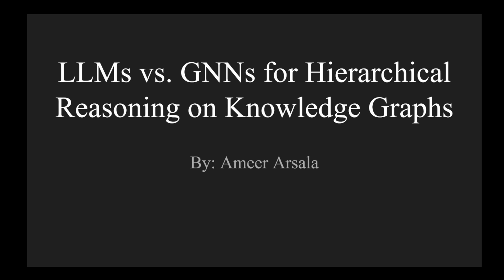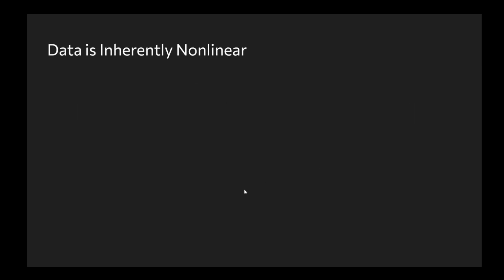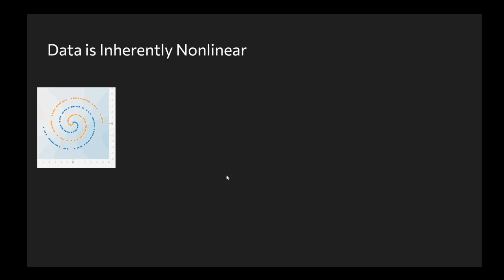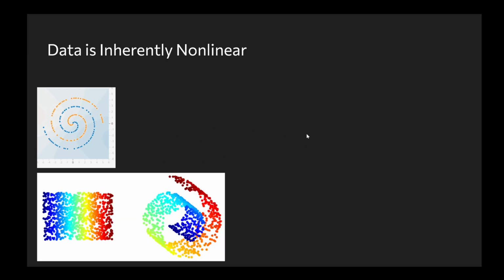So I did large language models versus graph neural networks for hierarchical reasoning on knowledge graphs. First things first, in the real world, data is inherently nonlinear. Now, this is a cherry-picked example from the TensorFlow playground, but this is a very simplistic example of what a neural network can solve, and they use that to demonstrate the concept of activation functions. But yeah, it's inherently nonlinear, and this is a manifold, another nonlinear example.